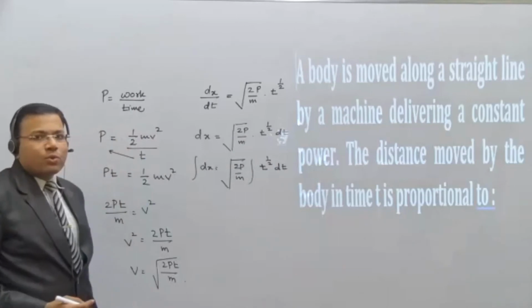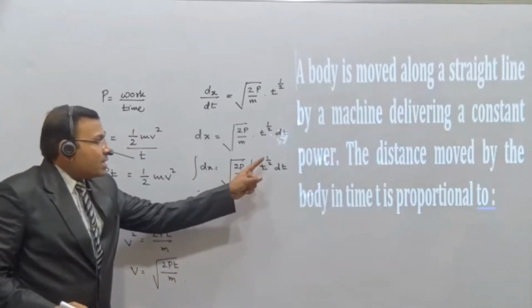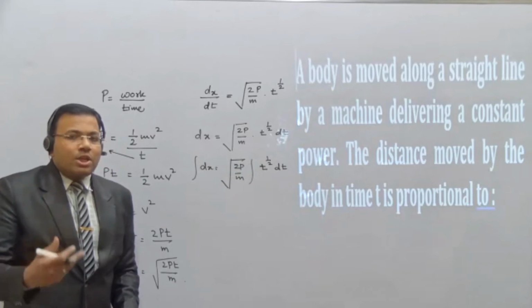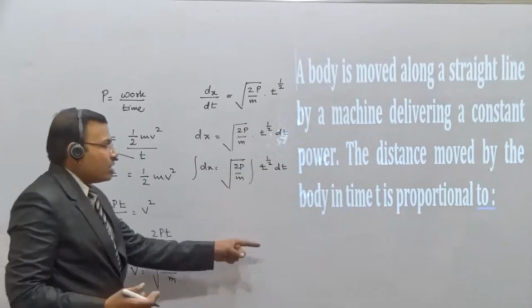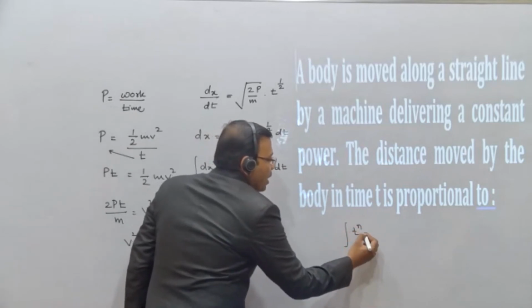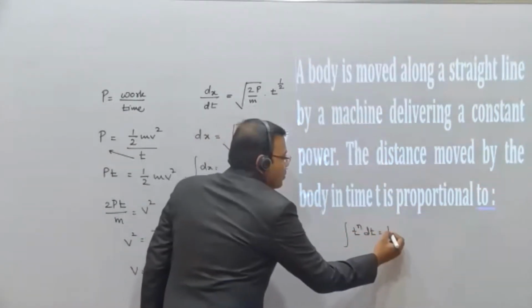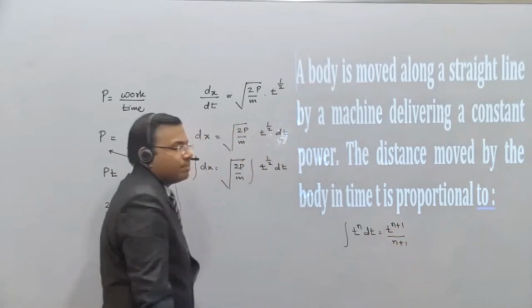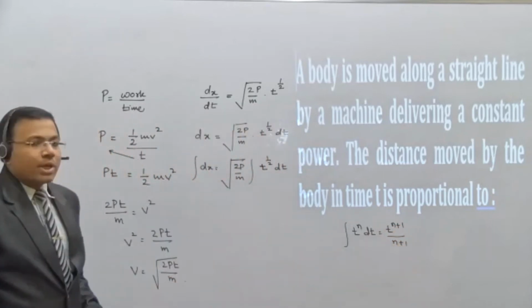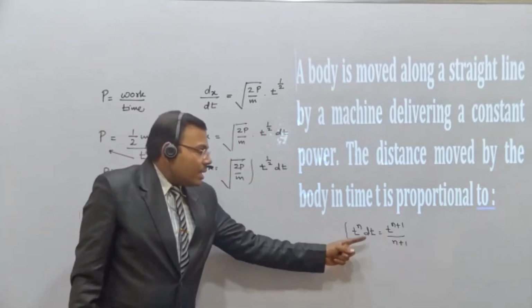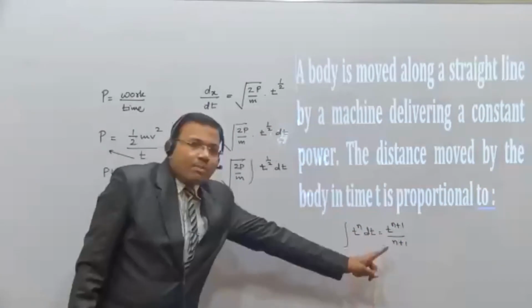T power 1 by 2 dt. So what is the integration of t power 1 by 2? You should know the integration for t power n. I am writing here for your understanding. Integration of t power n dt is equal to t power n plus 1 by n plus 1. This is the formula we need to use: integration of t power n is t power n plus 1 by n plus 1.